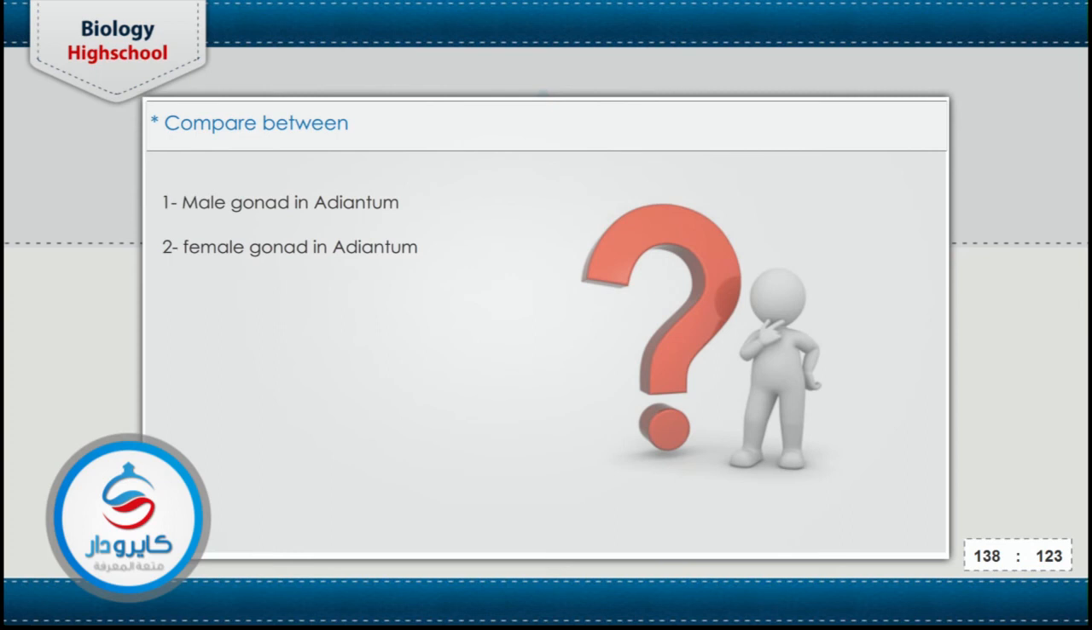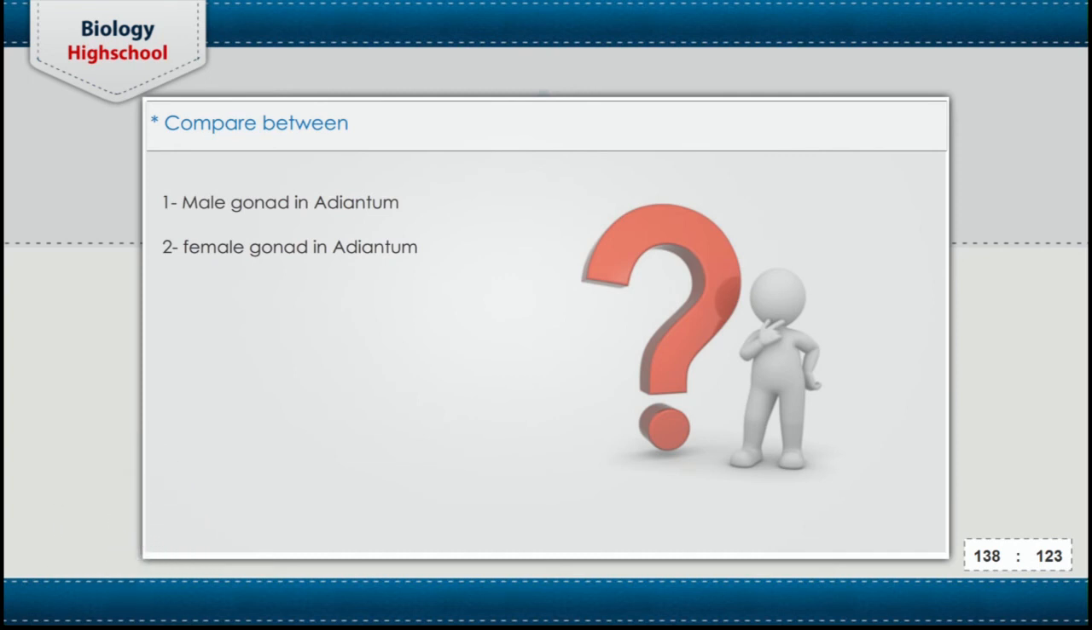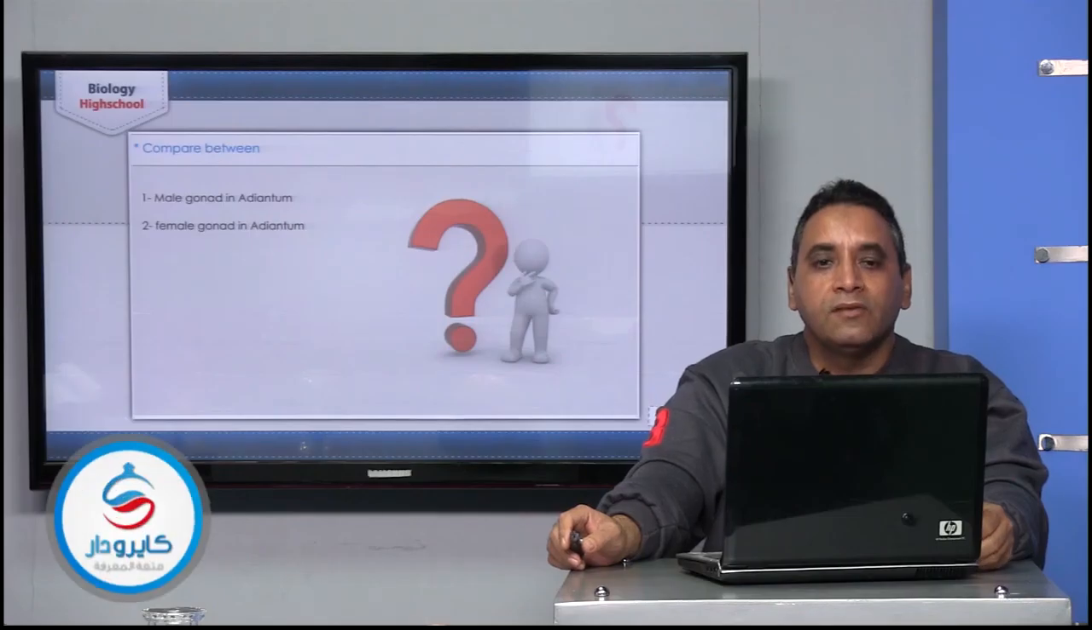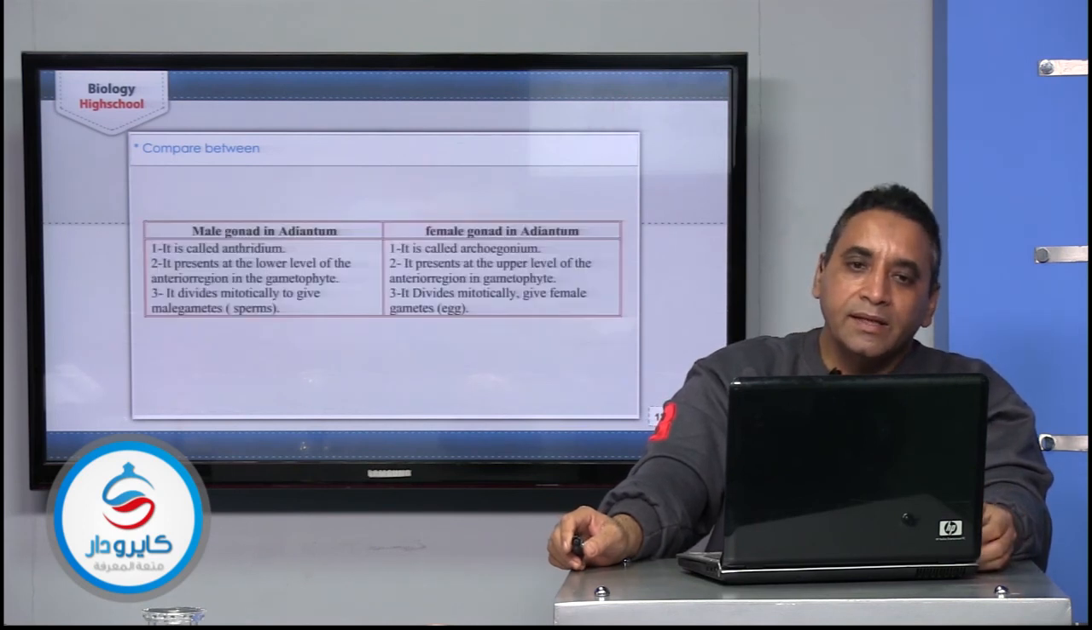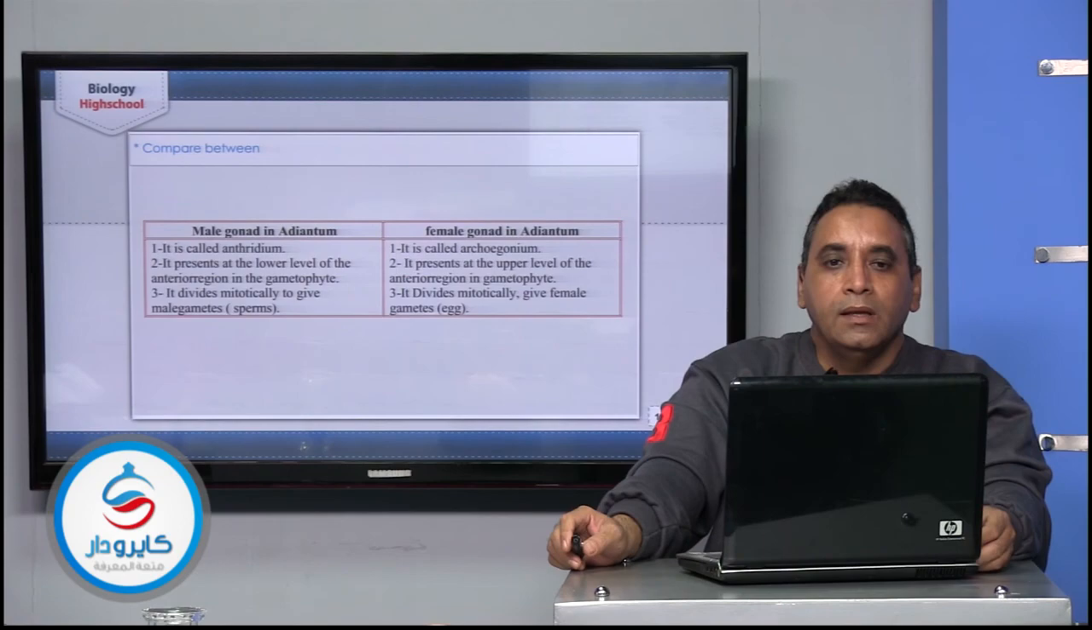Male gonads in Adiantum and the female gonads in Adiantum. The male gonads in Adiantum are the antheridia, but the female are the archegonia. كأننا بنقول compare between antheridia and archegonia.